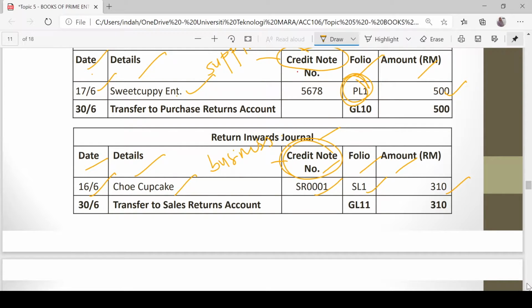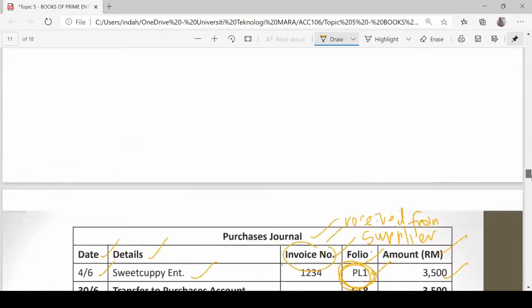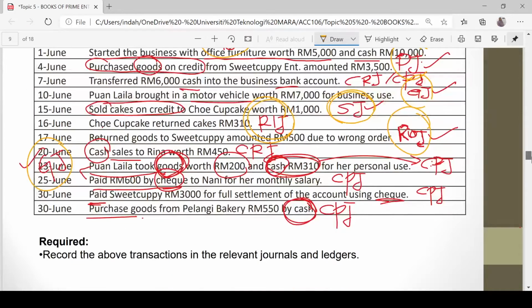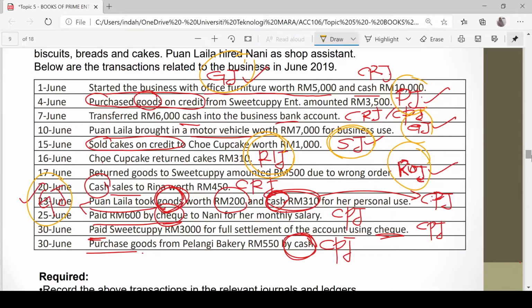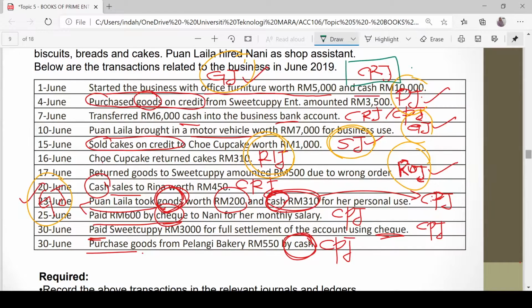All right. Next is cash receipt journal. Any amount of cash that you receive, regardless of the source of cash, we are going to record in the cash receipt journal. We have one here because we received from the owner. This one is because we deposit cash into bank, so this is to record bank. Cash receipt, cash sales. That's it. Yes, 1, 2, 3. Okay, so let's look at cash receipt journal.